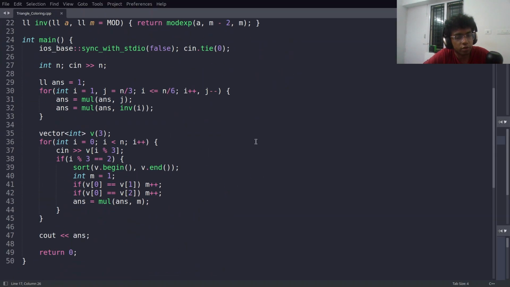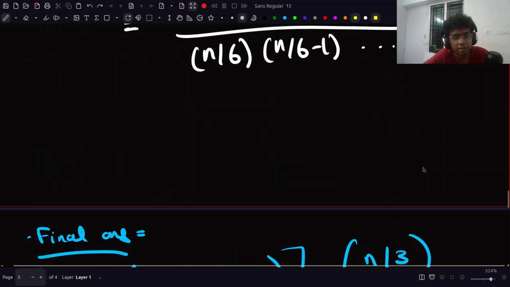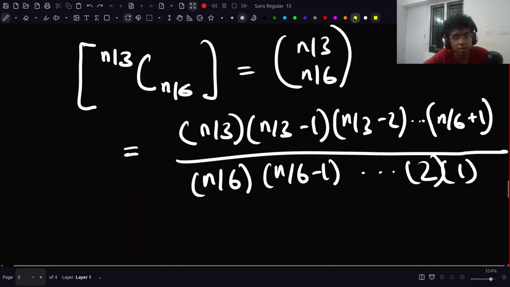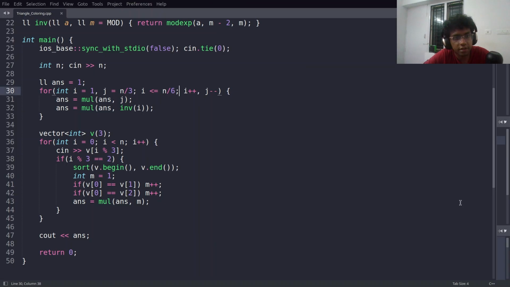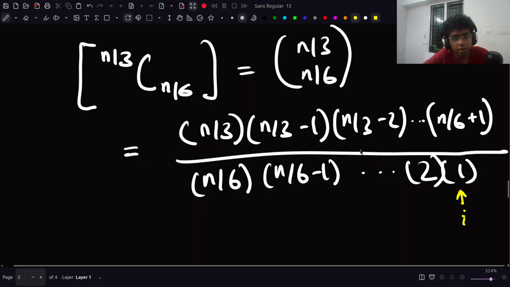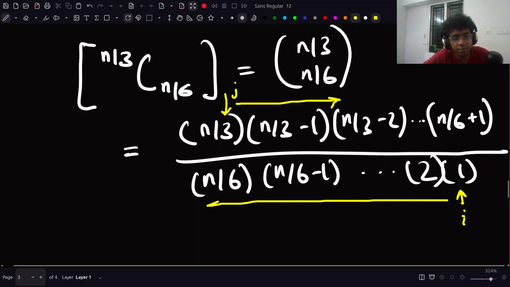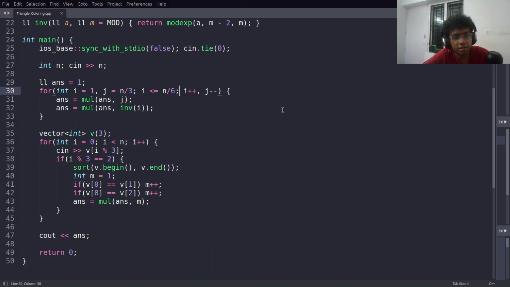Okay, so now let's look at the code. It's not that complicated. We set our ans variable to 1. Then from i equals 1, j equals n by 3, we go to i less than or equal to n by 6, right? So we're trying to calculate this factorial. We set i equals this and j like this. And what we're going to do is iterate step by step this way, and here also step by step this way, and we're going to do modular division, right? And that's why we're doing i plus plus, j minus minus.